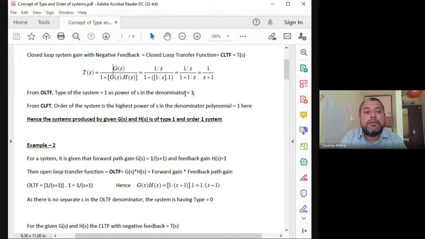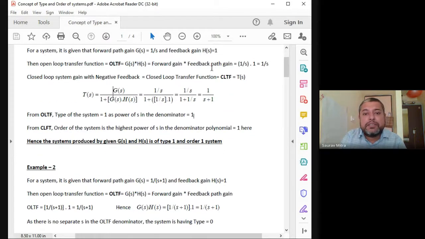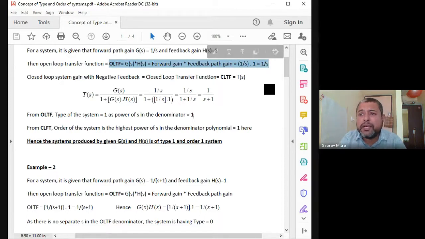Now let us find out what is meant by type. Type is actually found from the open loop transfer function. The open loop transfer function is 1 by s. In this 1 by s, in the denominator, I'm defining type. In the open loop transfer function, in the denominator, you have to find if there is any separate s, and what is the power of that. The power of separate s is equal to 1. Type of the system is found from the open loop transfer function. Why do we require type? Because the system steady state error depends on the type of the system.